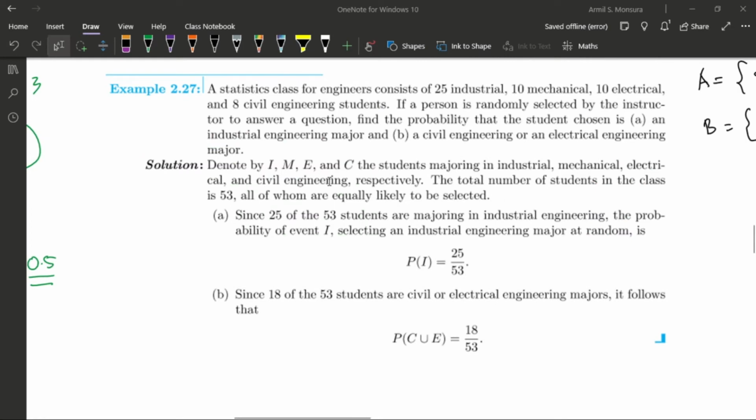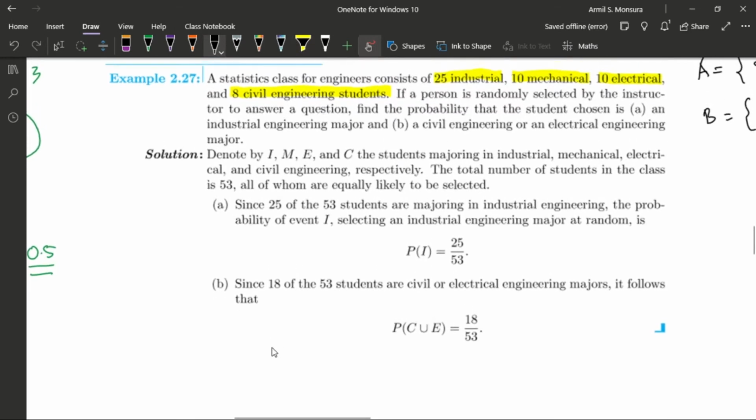In this case, we have a statistics class for engineers consisting of 25 industrial engineering students, 10 mechanical engineering students, 10 electrical engineering students, and 8 civil engineering students. If you list the sample space here, it is not very practical because how many are there? 25, 10, 35, 45, 53.